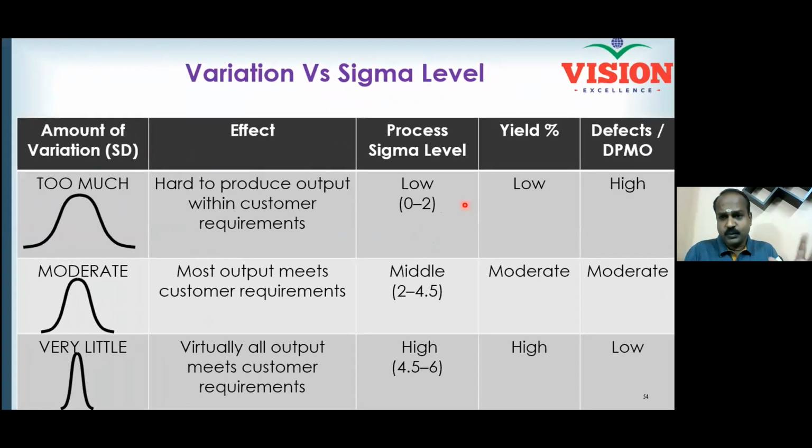And so what we understood is that when the standard deviation is too high in any process, our process will look like this, like an elephant. And under such a situation, it is hard to produce output within customer requirements. That means your sigma levels will be very low. If sigma levels are low, your success rate or yield will be low. That means your defects will be more. DPMO will be very high.